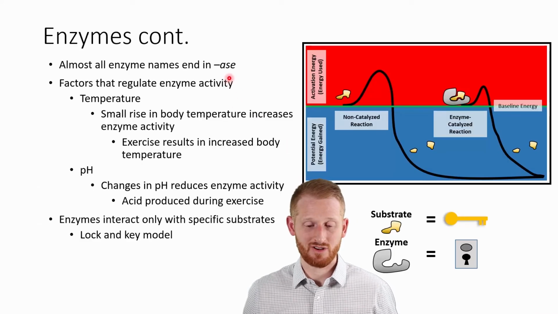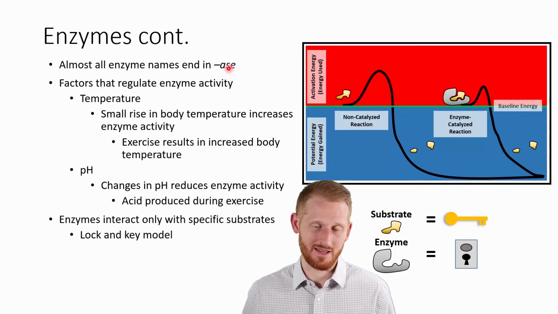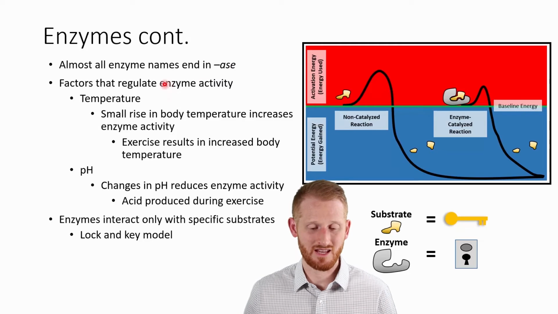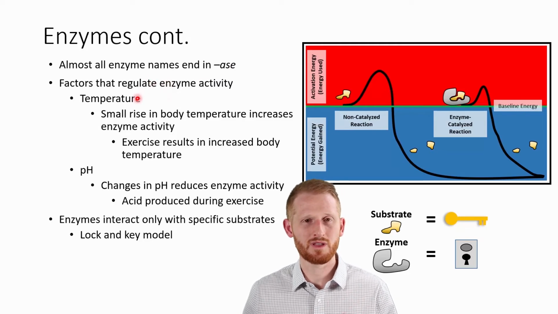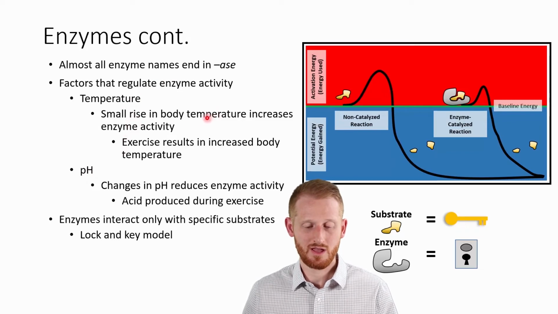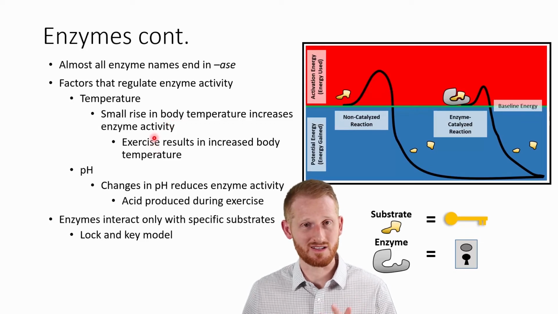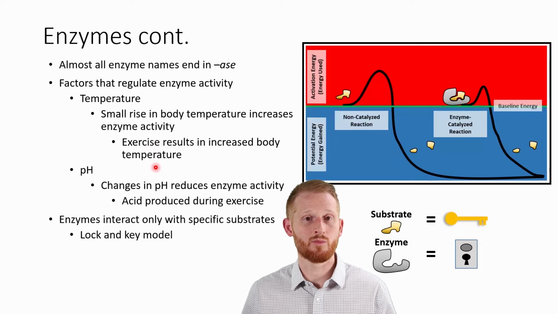Most enzymes are going to end in the letters ASE, so anytime you hear something ending in ASE, it's probably an enzyme. What are the factors that regulate enzymes? There are several out there, but two of the big ones are temperature and pH, or acidity. So as the body's temperature goes up, most enzymes are going to increase their activity. This is something that happens with exercise. So as our bodies heat up, our enzymes become more active.